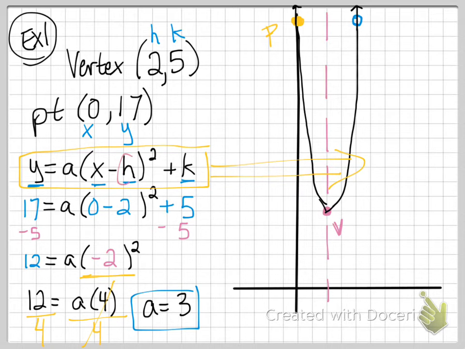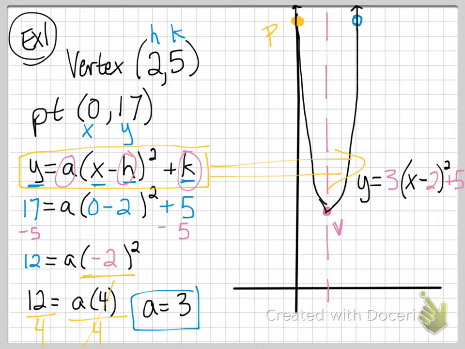So I'm plugging in h, k, and a the second time. We don't plug in the x and y. So I have y equals a. What's a? A is 3, okay, and then it's parentheses x minus h. What's h? H is still 2, so I still put a 2 in there. Okay, it's still squared, and now I have my plus k at the end. What was k? K is 5, plus 5.